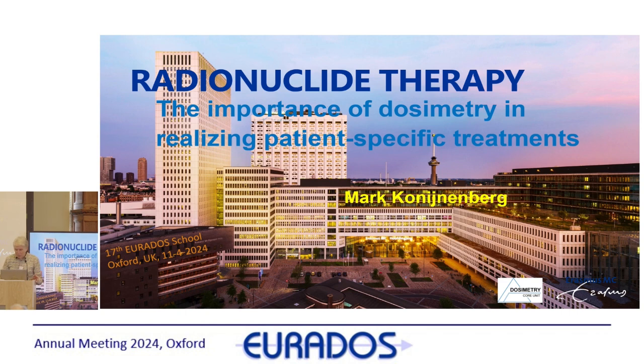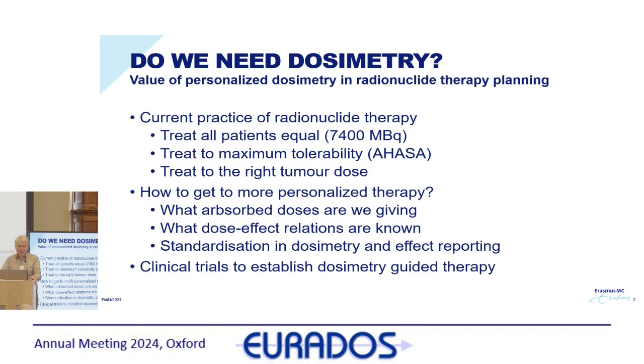What is quite common in radiotherapy is not in radionuclide therapy. Treatment planning is hardly performed. The usual way of giving therapies with radionuclides is to treat all patients equal, and usually it's 7.4 gigabecquerel, relating to the old-fashioned 200 millicurie.